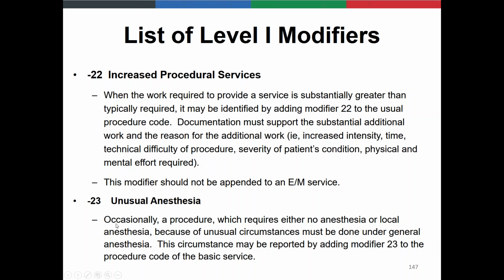Unusual anesthesia. Occasionally a procedure which requires either no anesthesia or local anesthesia because of unusual circumstances must be done under general anesthesia. Okay, when would something like that happen? That might be where you have a patient who is in extreme pain or extremely anxious, and you are not going to be able to perform your surgical procedure under a local or under twilight sleep. You've got to put that patient out. Normally this procedure only calls for mild sedation. So then you would put in the unusual anesthesia code and have to document in the record as to why you had to put that patient completely under general anesthesia. Okay.